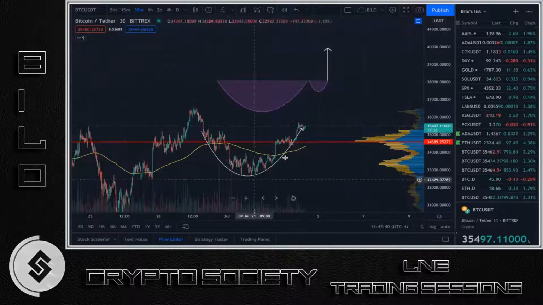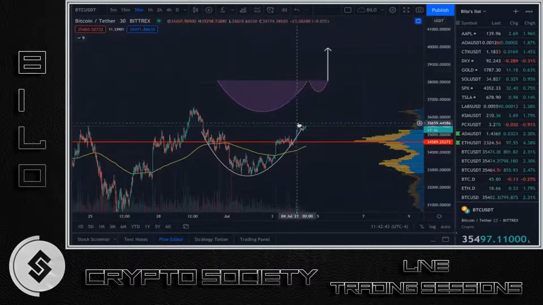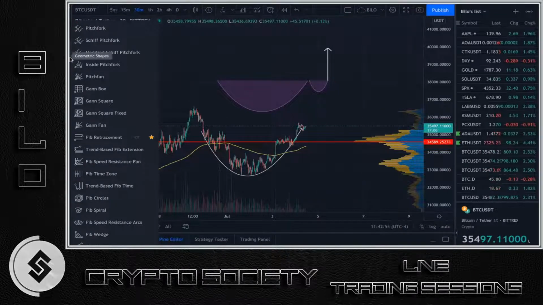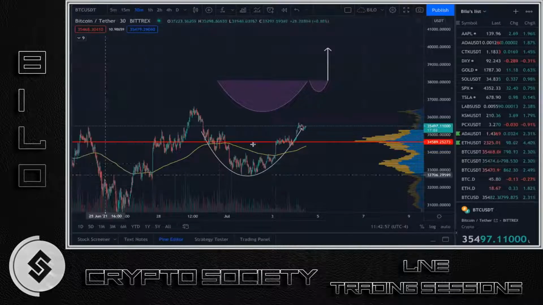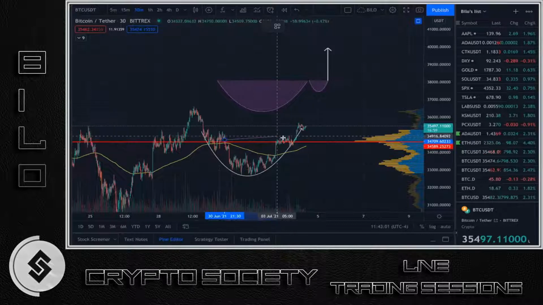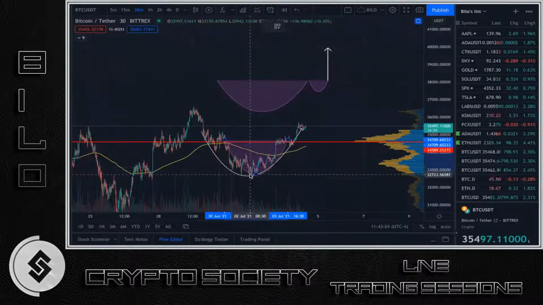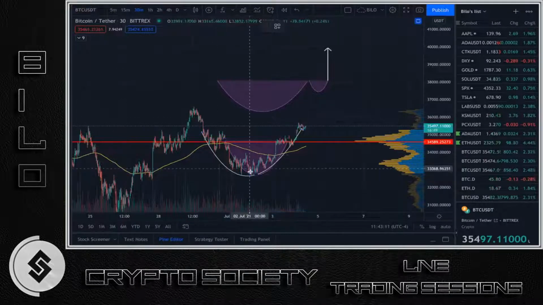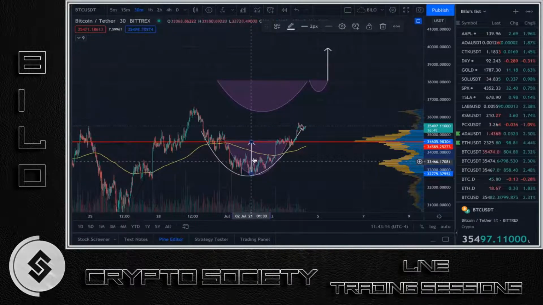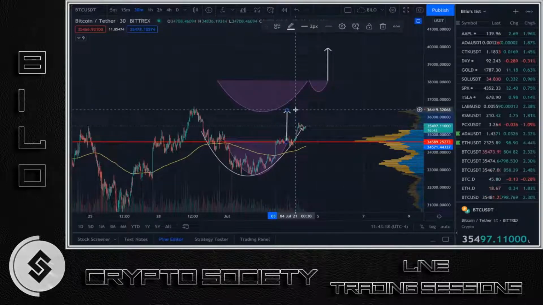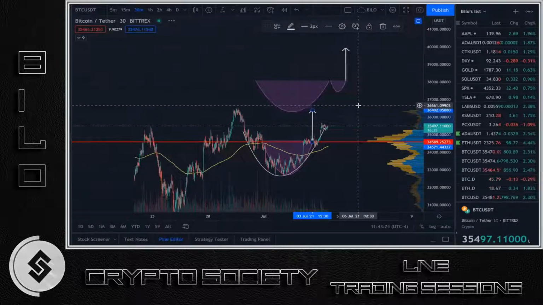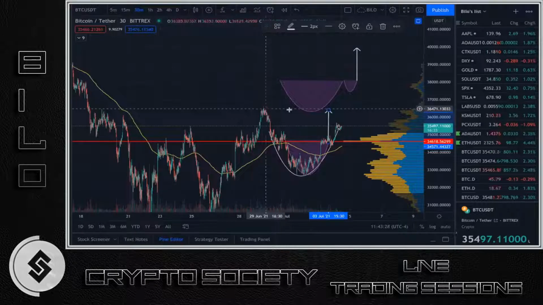So what are we looking at here? We're looking at a cup, still in formation. We could technically have said this here was a cup also. I'm really bad with drawing, bear with me, guys. This could have been a cup and handle then, right here, and there's no argument against that. This is the cup, this is the handle, and we're currently breaking out. In which case, the target of this cup and handle is 36,400, which makes a lot of sense, because it's this resistance right here.